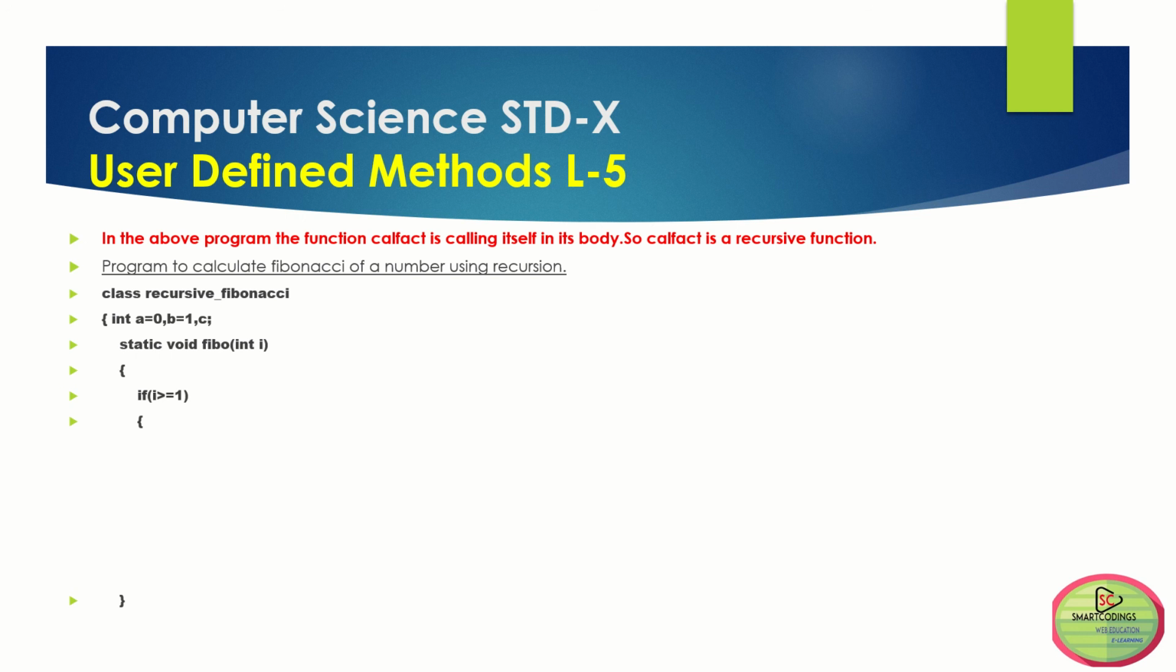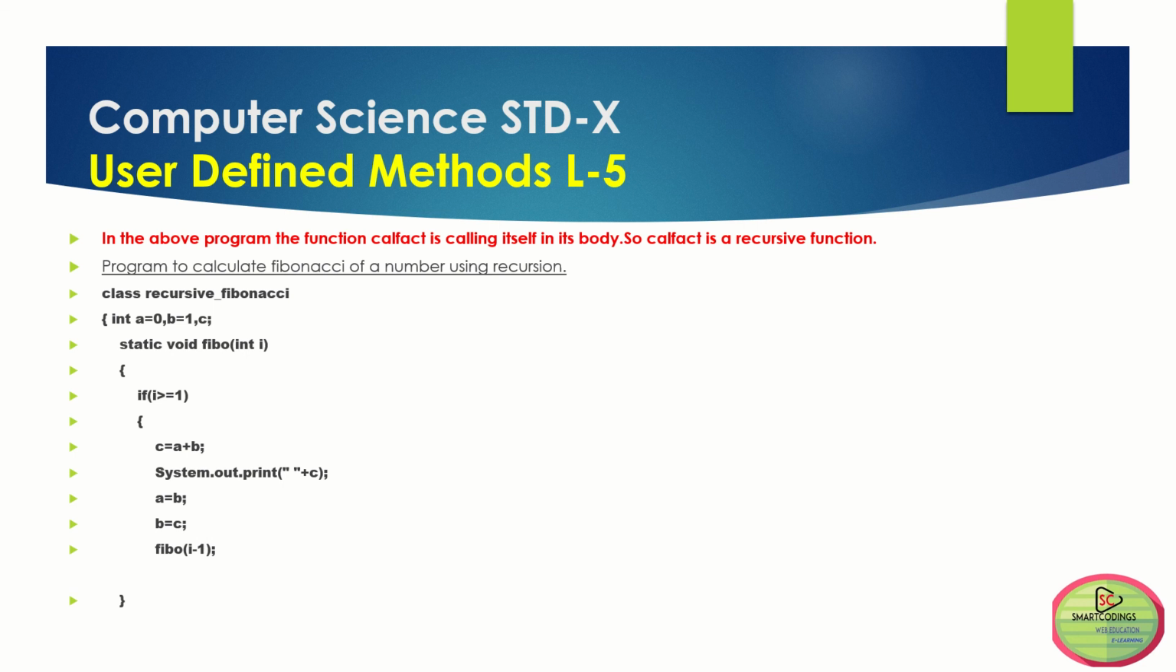Again, the condition is: if the value of i is greater than or equal to 1, then only it will go in the if block. If the condition is true, then it will do a plus b, that is 0 plus 1 is 1. The result in c is 1 now, and we print the value of c. So first we initialize a equal to 0, b equal to 1. Then if the condition is true inside the function body, it will add the values of a and b, store it in c, and finally print c. Now we are swapping: the value of b will be assigned to a, and the value of c will be assigned to b, as per the Fibonacci logic. Then again the function is called.